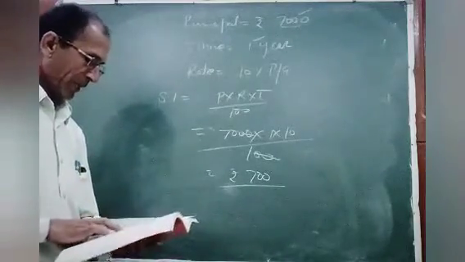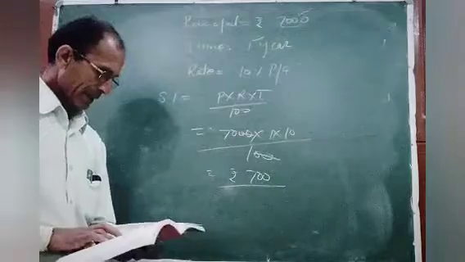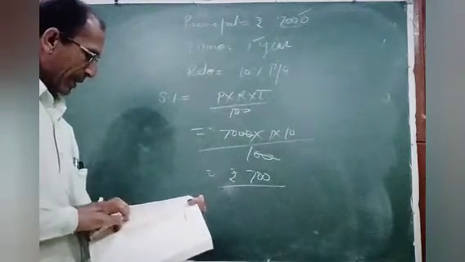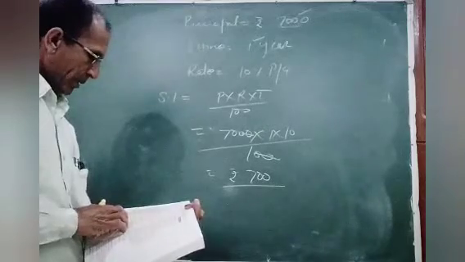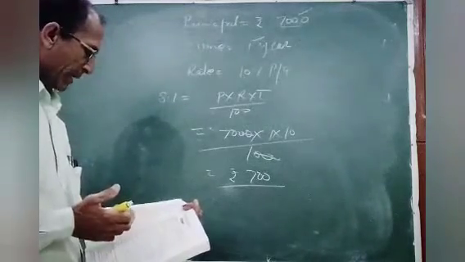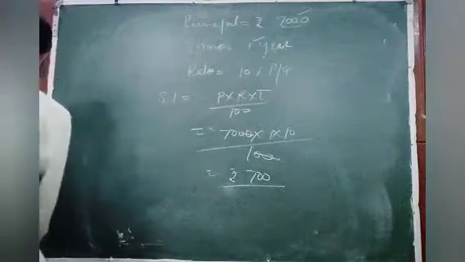So what is the right option? Rupees 700. So the first part I have done. The second part you will try yourself. In this one we have to find the amount. Second part I am doing.